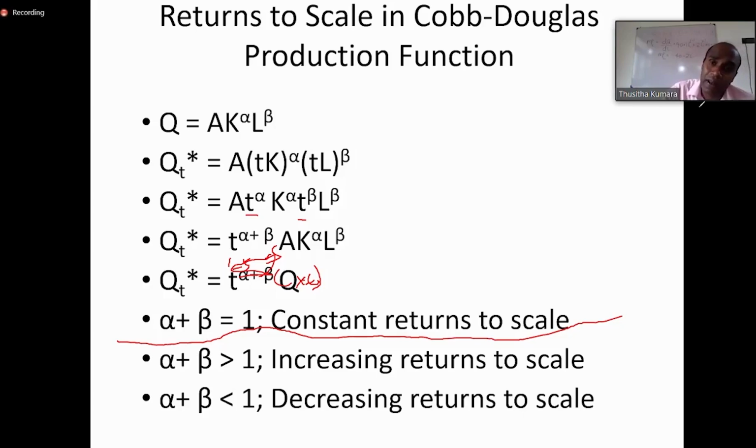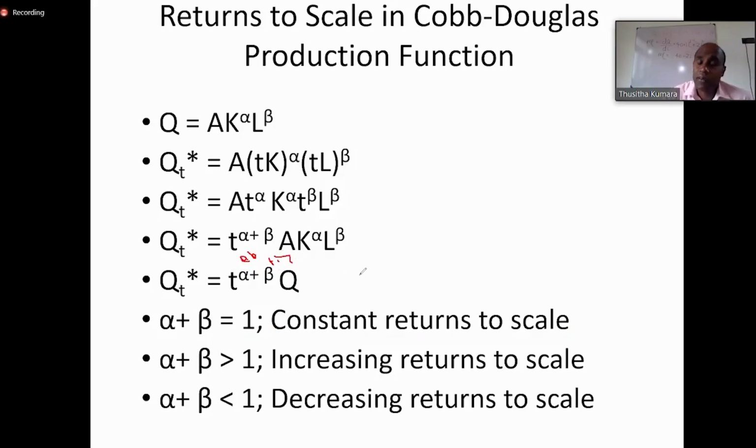If we are getting alpha plus beta more than 1, this may be 0.6, this may be 0.7. So we are having 1.3. So T power 1.3 multiplied by Q. Output will be increased more than the input. It is not 100%, it is 130%. Therefore, when alpha plus beta is greater than 1, we say we are getting increasing returns to scale.